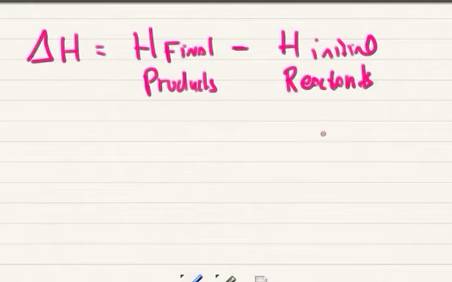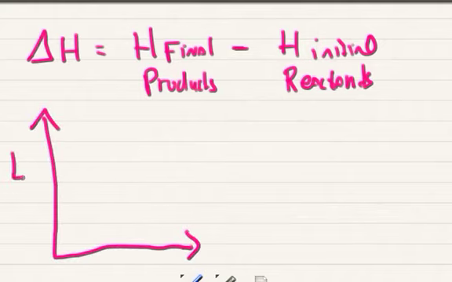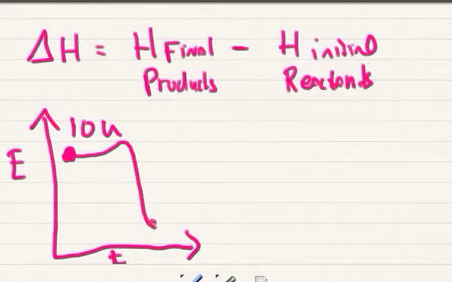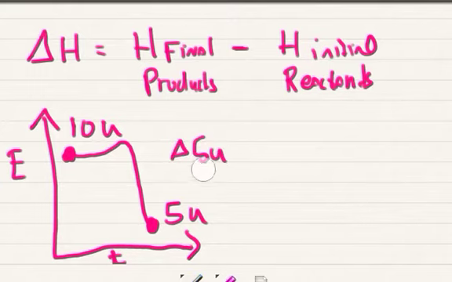All right, so let's just look at this here. Let me just draw energy and time, and let's do an exothermic reaction right here. Let's say that I have 10 units of energy here. And then my reaction proceeds, and down here I have 5 units of energy. And that makes sense, right? Exothermic. So I had a change of 5 units.